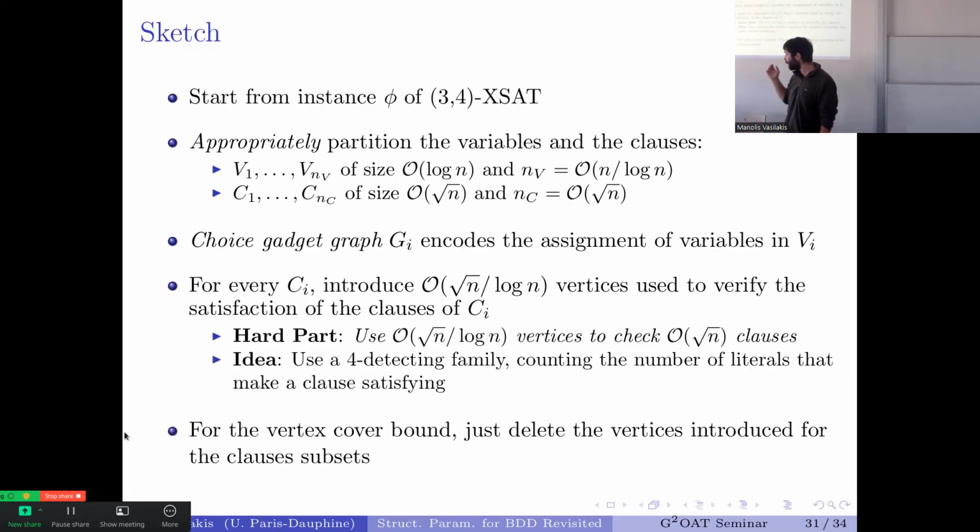And for the vertex cover bound, we just delete everything produced by the Ci's, which is, okay, we have square root of n closed subsets. And for every closed subset, we have a d-detecting family of size square root of n over log n. So if we delete everything from there, we end up with a vertex cover of size n over log n. And that's it.